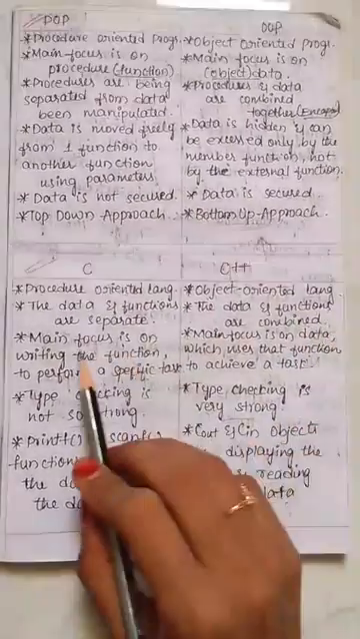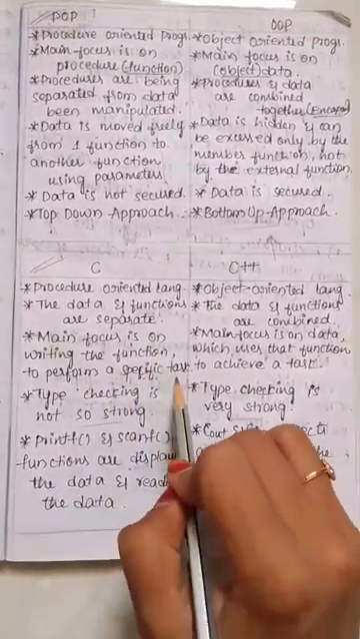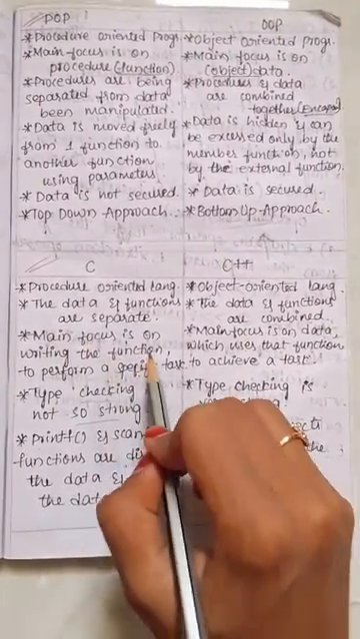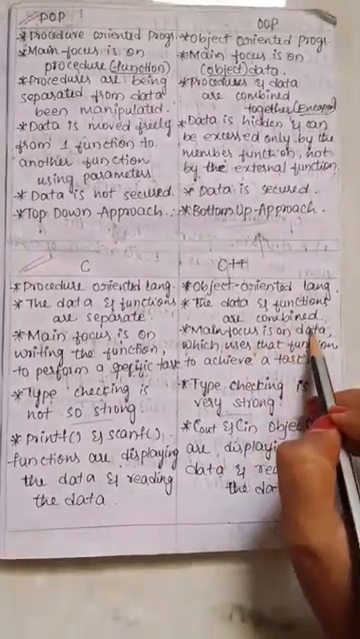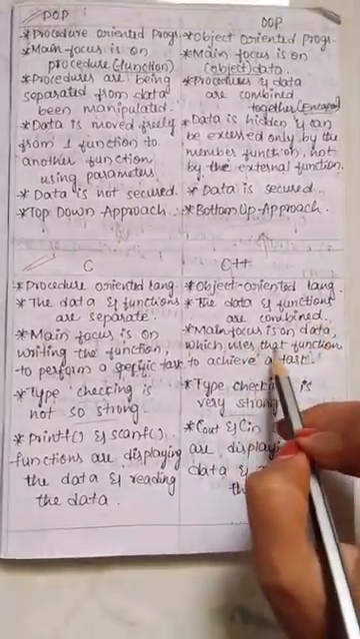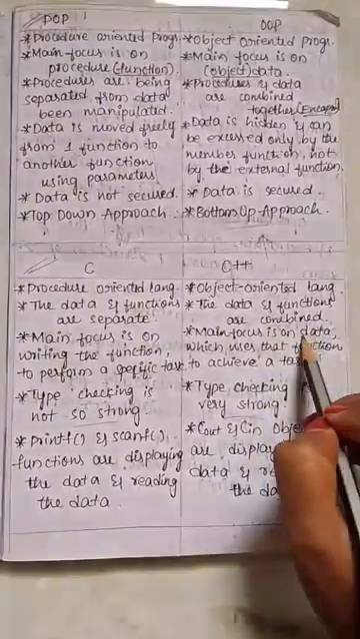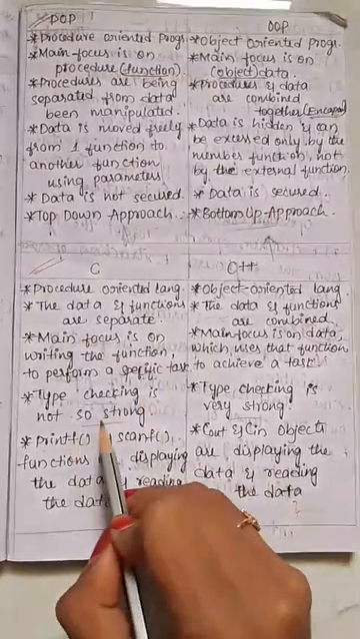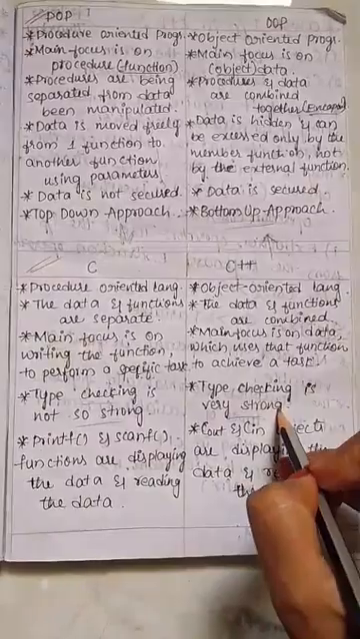I told you. The main focus is on writing the function to perform a specific task. Here the main focus is to write the function to perform the task. Here main focus is on the data which uses the function to achieve the task. Here the main focus is on the data. And type checking is not so strong. And in this, type checking is very strong.